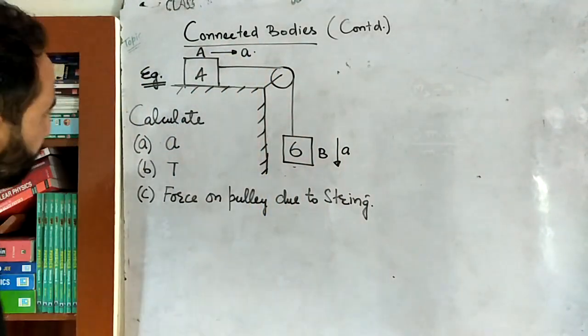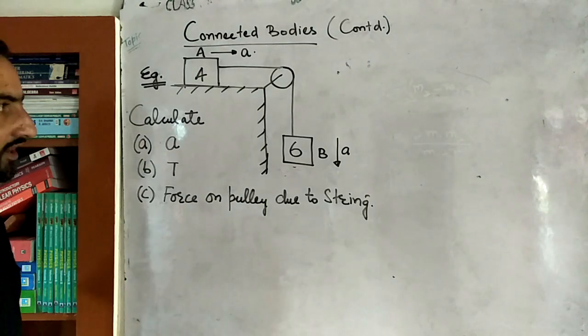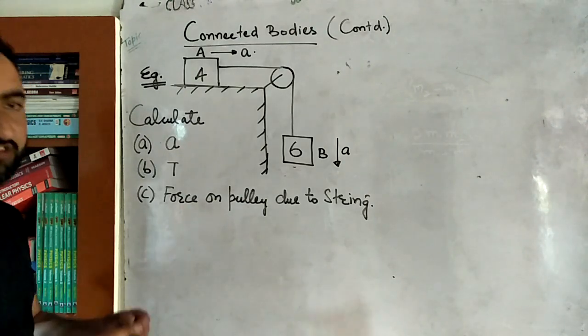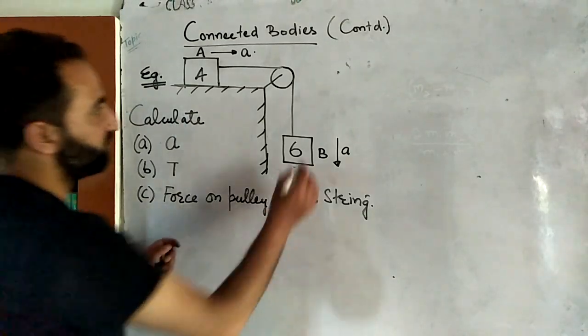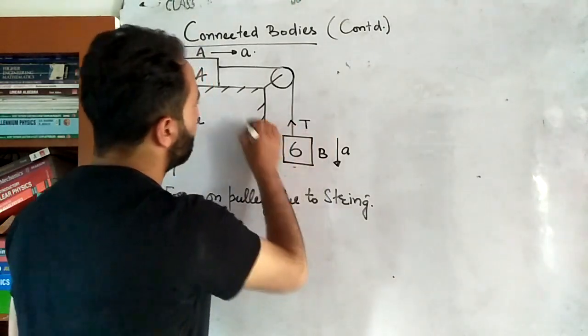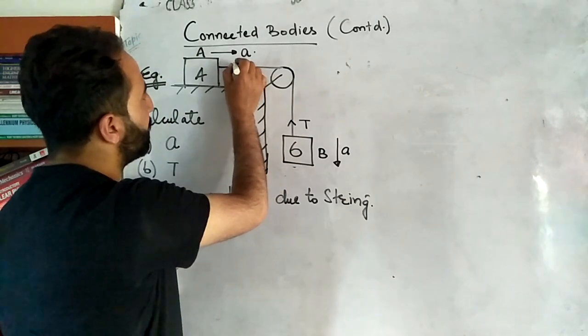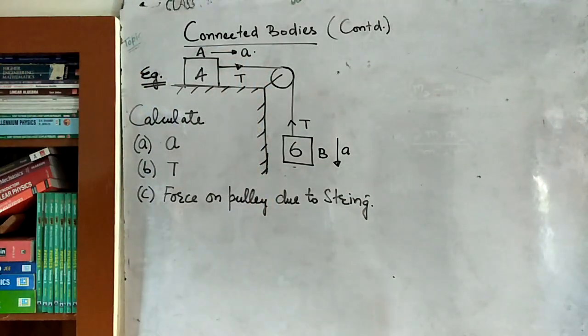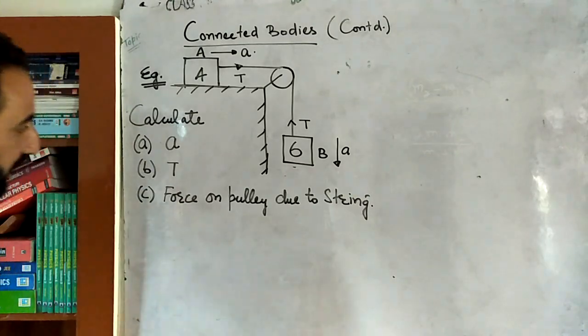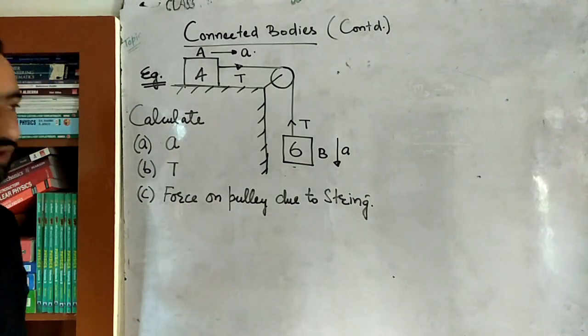Now the question is like this: calculate the acceleration of the system, or the acceleration of block A or block B. Then part B is to calculate the tension in the string. Suppose the tension here is T. From here to here there is a single string, so the tension here will also be equal to T. And the third part is that you are supposed to calculate the force on the pulley due to the string.